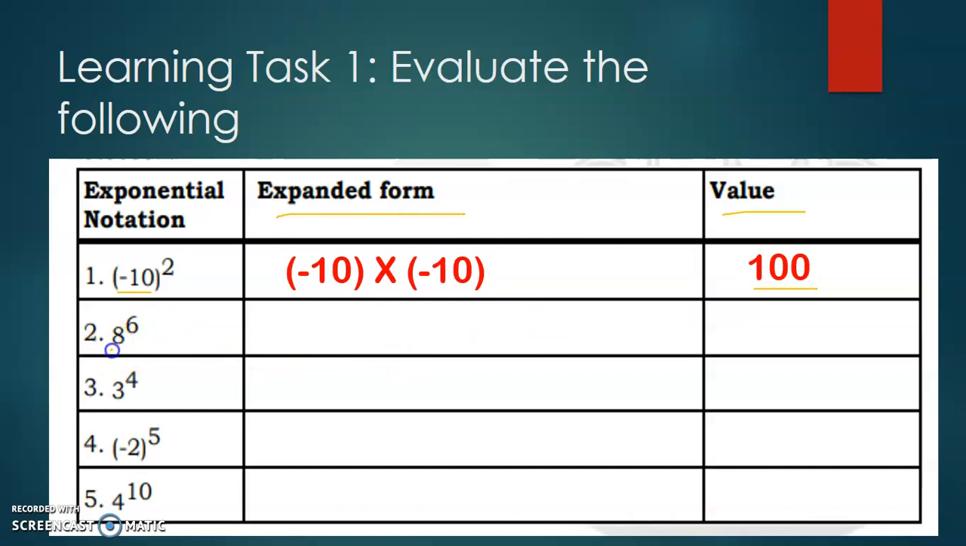Ibig sabihin, ang ating base ay... Okay, pasensya na sa aso. Again, ang ating base ay 8. Ang ating exponent ay 6. Okay? So, ang aso namin ay si Penny.